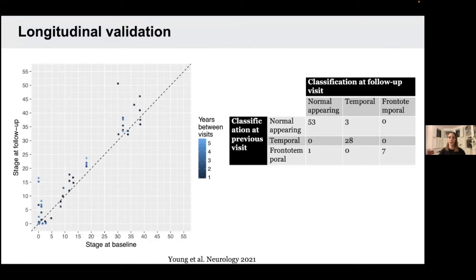When we looked further into the individual that regressed, we actually found that they had a low confidence in their subtype assignment at baseline, with them only having a slightly higher probability of belonging to the frontotemporal subtype than being normal appearing.